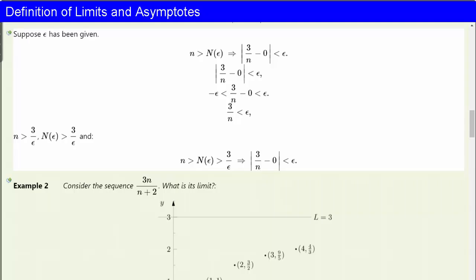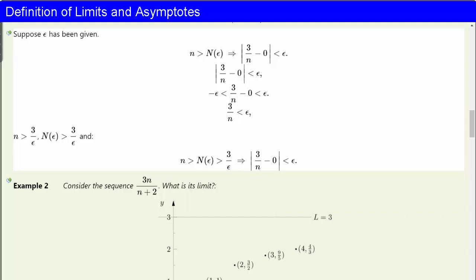We go to work on the desired target inequality, absolute value of 3 over n minus 0 less than epsilon, which is equivalent to 3 over n minus 0 must lie between minus epsilon and epsilon. As before, we can erase the 0 and observe that the left-hand inequality is always satisfied because 3 over n is positive. Therefore, the desired target inequality becomes 3 over n less than epsilon. We can solve this for n. n must be bigger than 3 over epsilon.